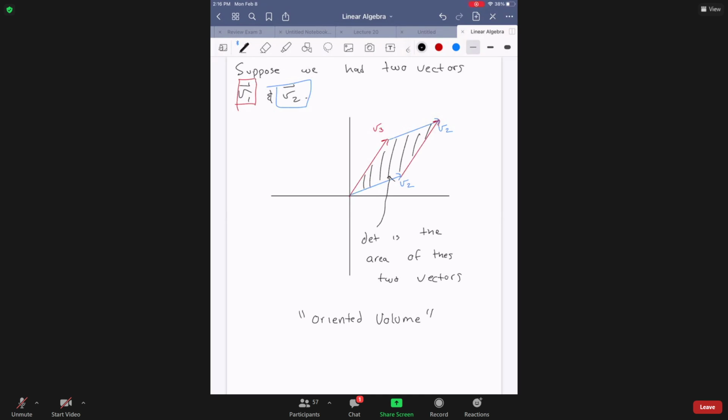So that's what it means geometrically. Now let's actually dive into how we can compute it and what it means in terms of matrices. So, section 3.1. And so the determinant of a matrix.